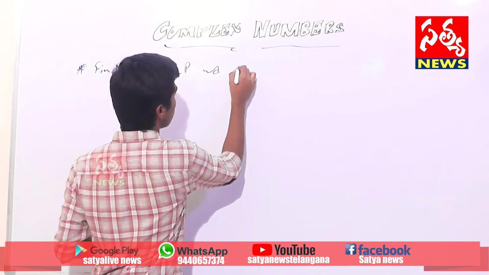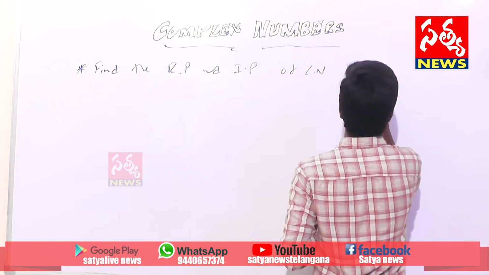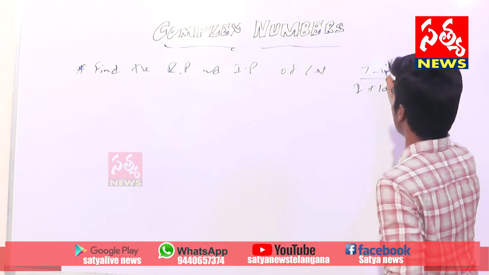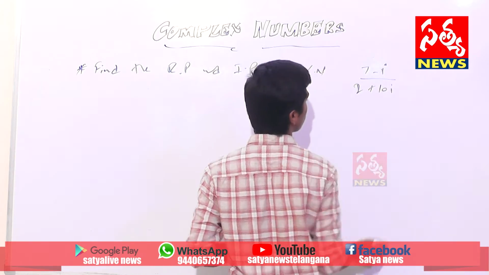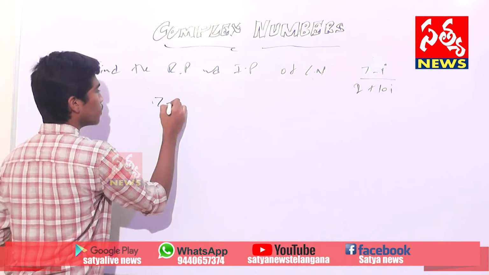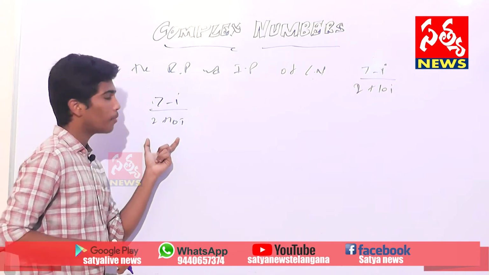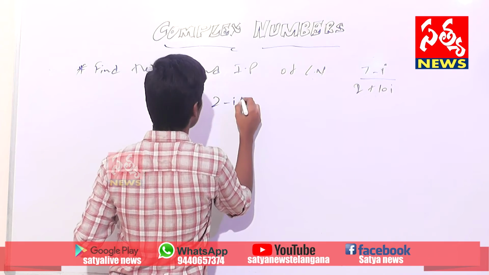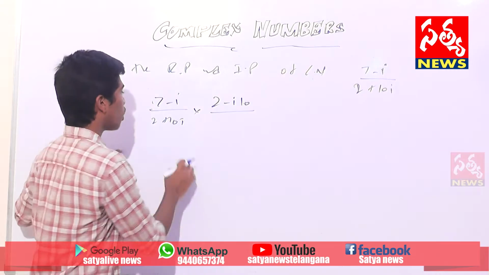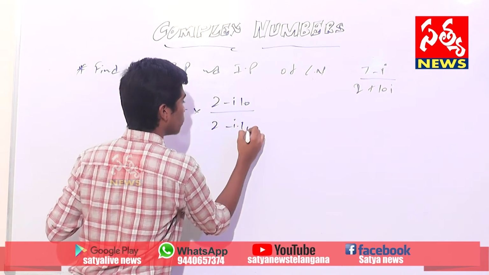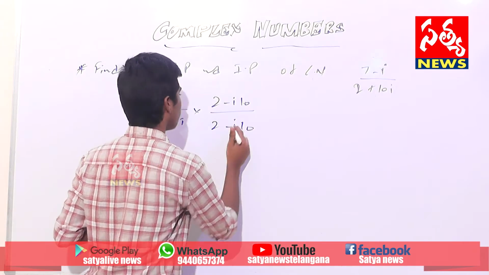Find the real part and imaginary part of the complex number 7 minus i by 2 plus 10i. If there is any complex number in the denominator, we have to rationalize it. How to rationalize a complex number? By multiplying and dividing by its complement. The complement of 2 plus 10i is 2 minus 10i, so I am dividing and multiplying with it.